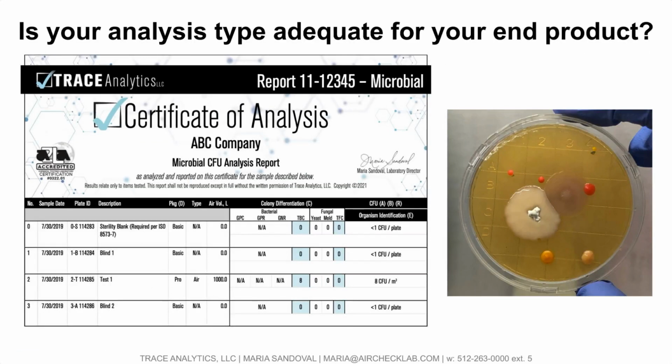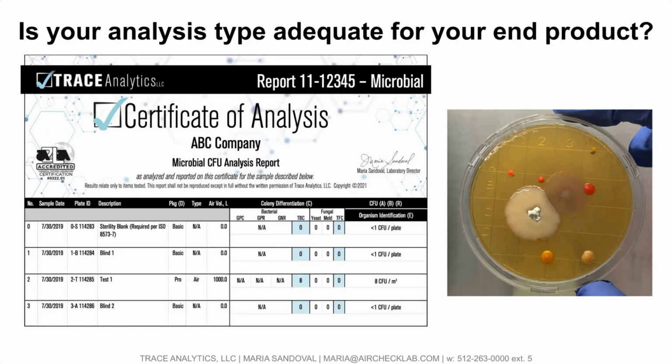And so when we're thinking about what a report looks like, this is a question that I challenge you to ask yourselves. Is the analysis type that you're choosing adequate for your end product? So what I have here is a dummy report. It's an example of what a single ISO 8573-7 report would look like if you tested one point of use at your facility.